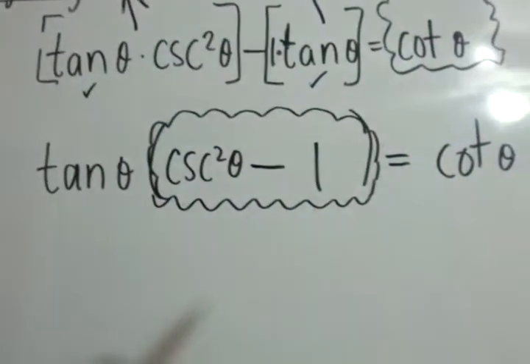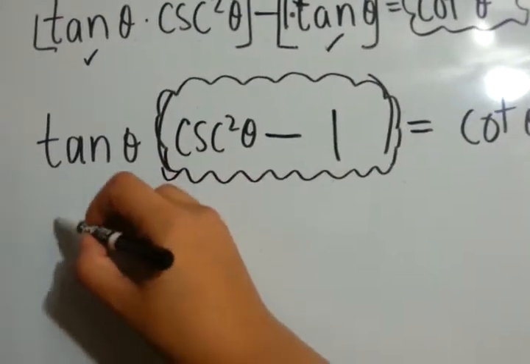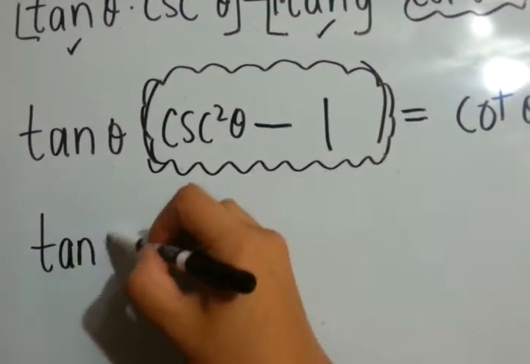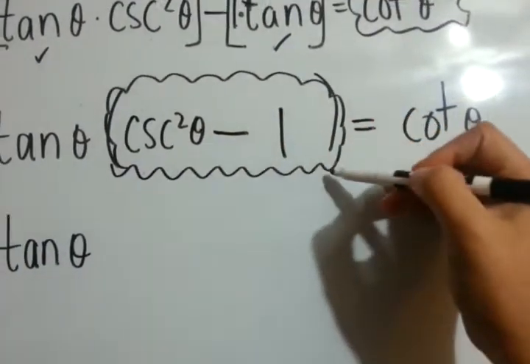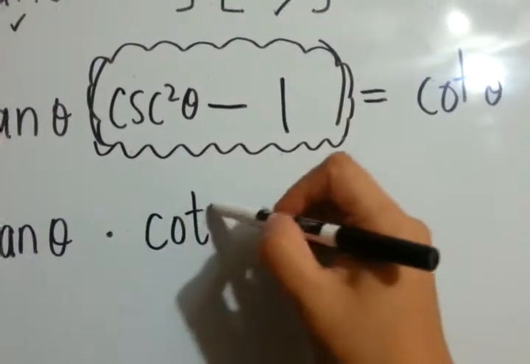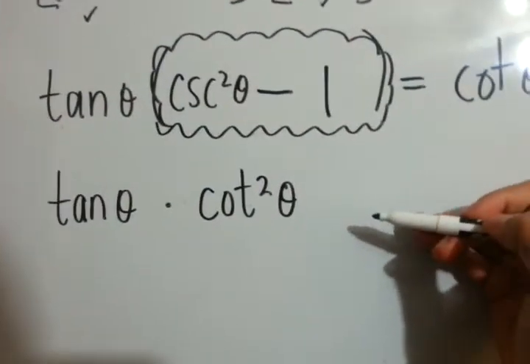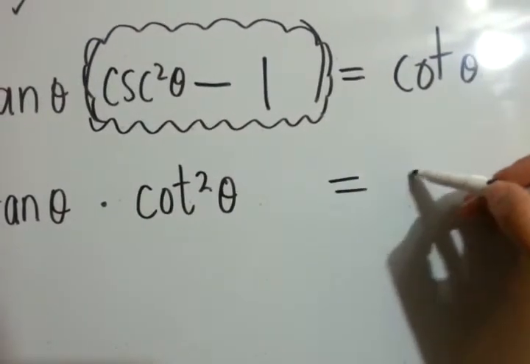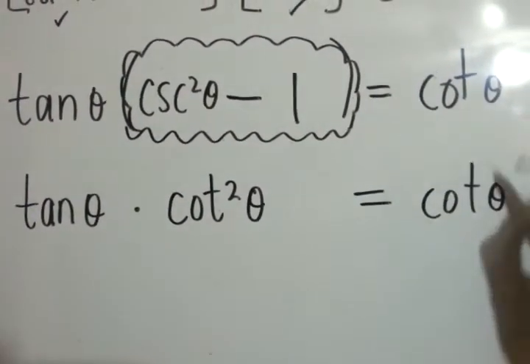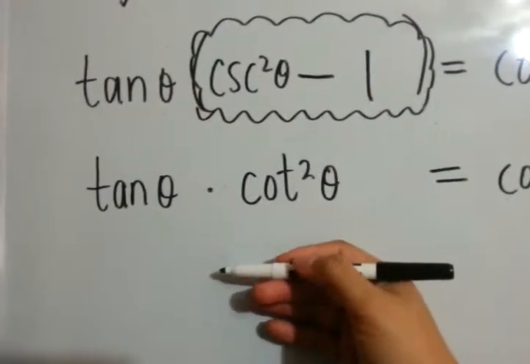Ready? Here we go. Focus again. Alright, this stays. But instead of writing this, we're going to write cotangent squared theta. Alright? Oh, sorry, I moved the camera. And this still has to equal cotangent theta. So you notice we're just kind of bringing this down. Alright, so now we're here.